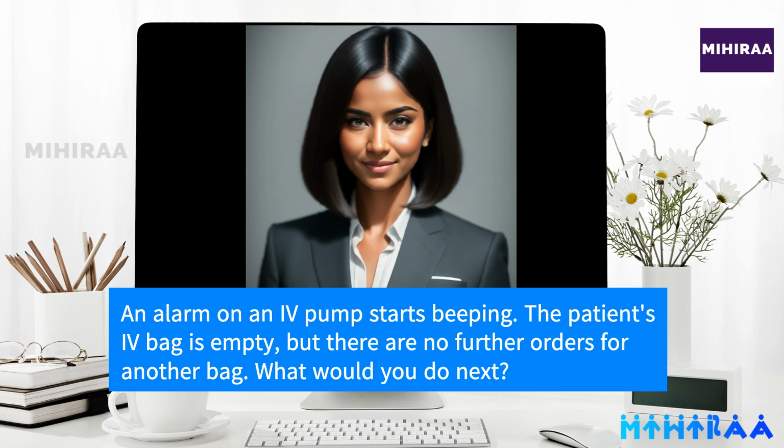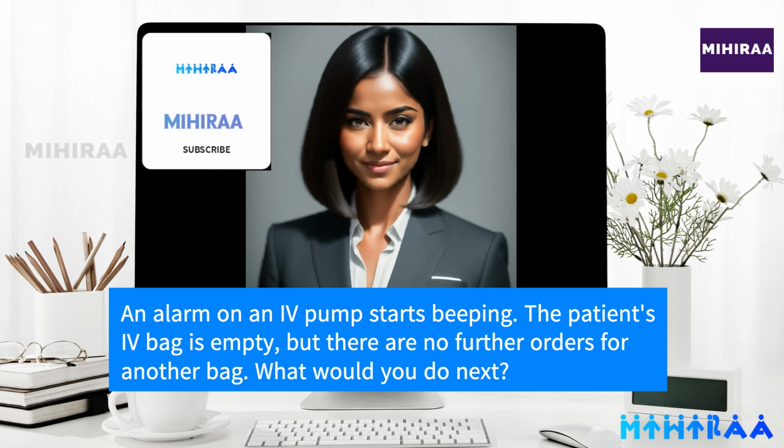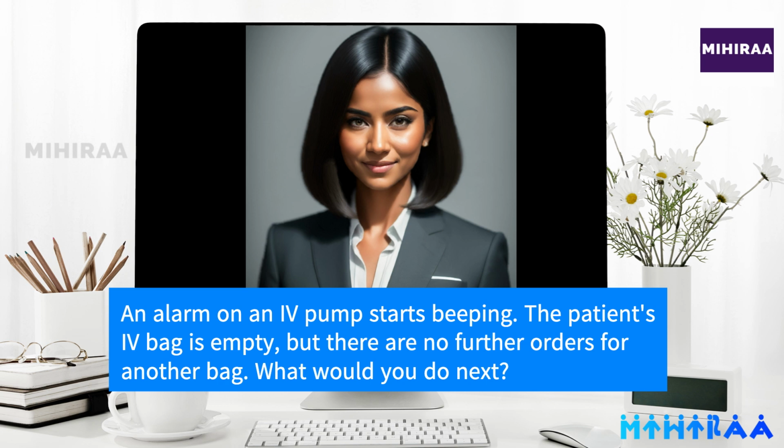While waiting for the physician's response, I would ensure that the patient remains comfortable and informed about what is happening. If the IV was providing hydration or essential medications, I would explain that the medical team is being consulted to determine the next steps, reassuring the patient that their needs are being addressed. Once I receive instructions from the physician, I would proceed accordingly.